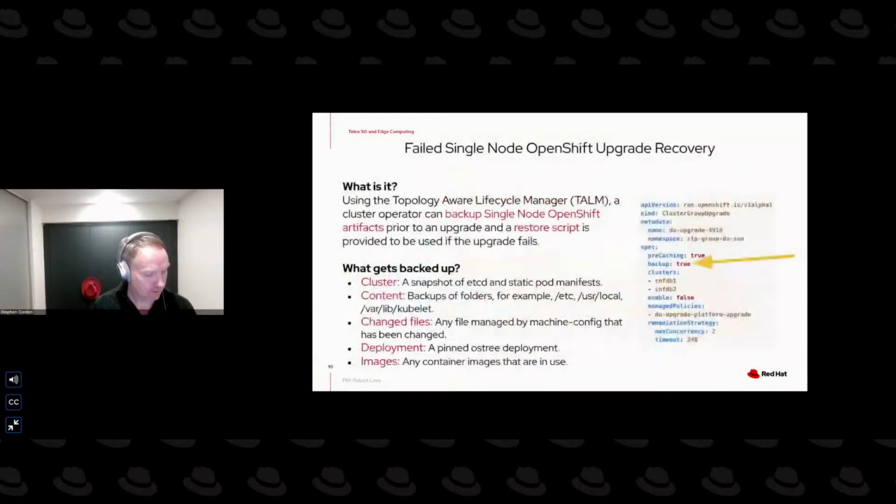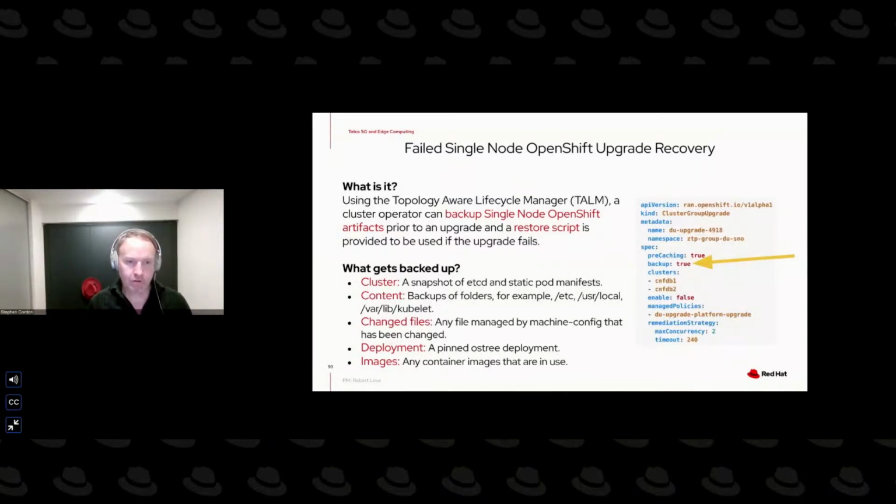Final one here, in terms of failed single node OpenShift upgrade recovery, we've introduced what we call the topology-aware lifecycle manager, which is a cluster operator that can back up a single node and its artifacts prior to an upgrade, and then a restore script to use in the case that upgrade fails. Obviously, we hope that doesn't happen, but plan for the worst, hope for the best.